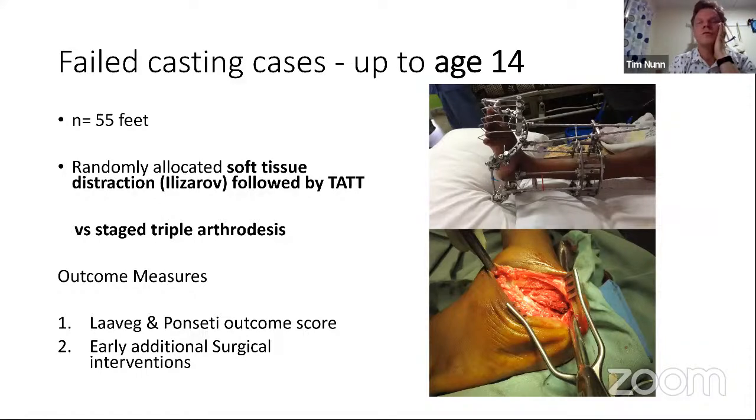So we looked at 55 feet that failed casting up to the age of 14 years and randomly allocated them to either a soft tissue distraction procedure, as you can see top right, followed by a tibialis anterior tendon transfer, or a triple arthrodesis, as you can see being performed on the bottom right. The outcome measures we used were the Laveg and Ponseti outcome score, and we looked at which of these treatment arms required additional surgical interventions as well.